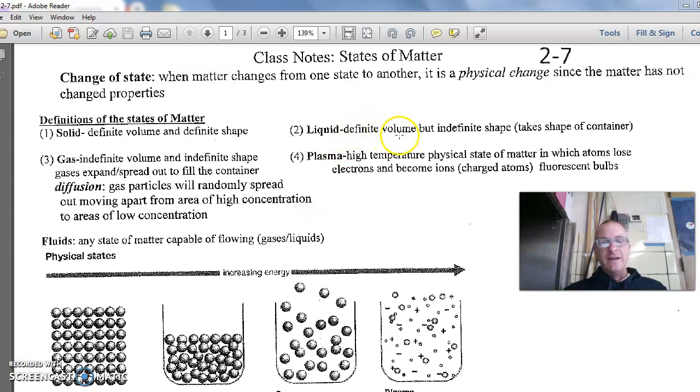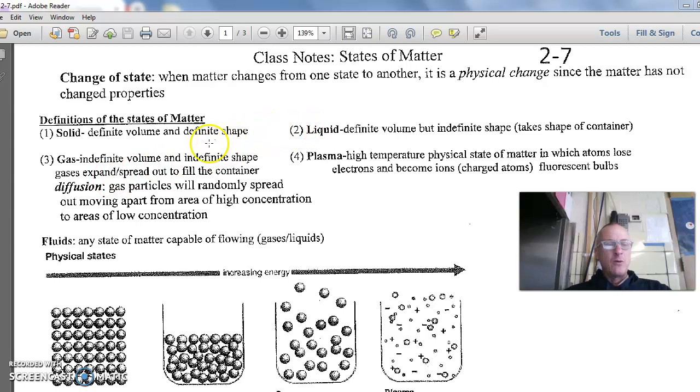Liquids, however, have a definite volume, but they have an indefinite shape. We know that liquids will take the shape of their containers. So when you have a liquid in whatever container you have it in, that's the shape that the liquid will take. Gases have an indefinite volume and an indefinite shape. We know gases will expand and spread out to fill their container, because the particles in a gas are randomly spreading about, moving from areas of high concentration to areas of low concentration. That process is called diffusion.